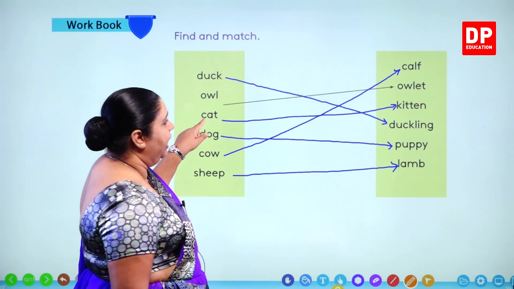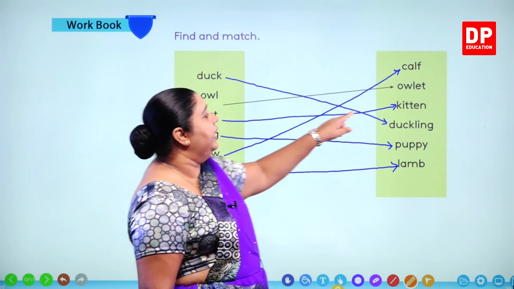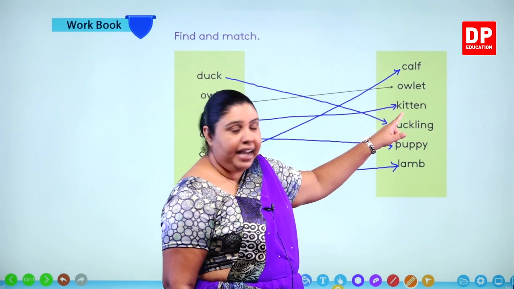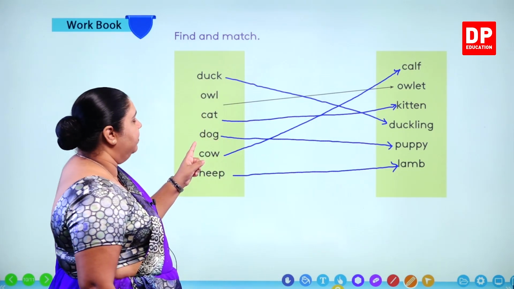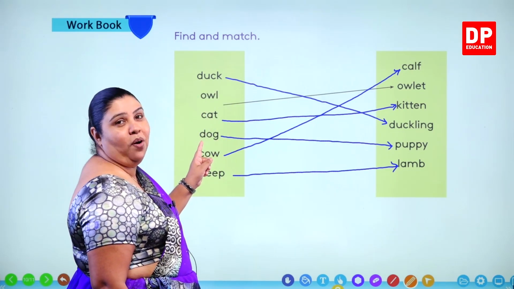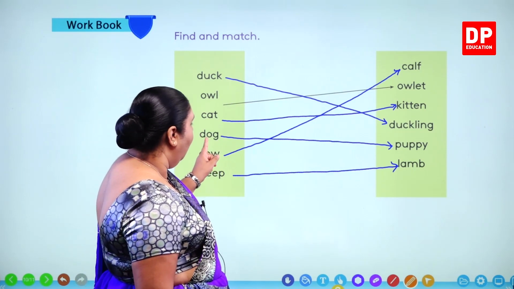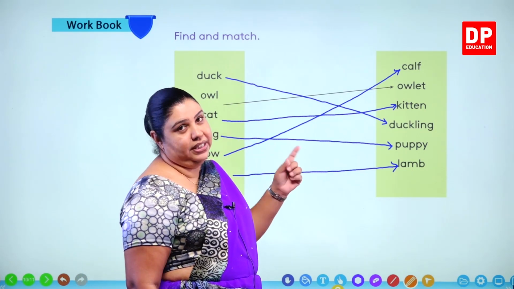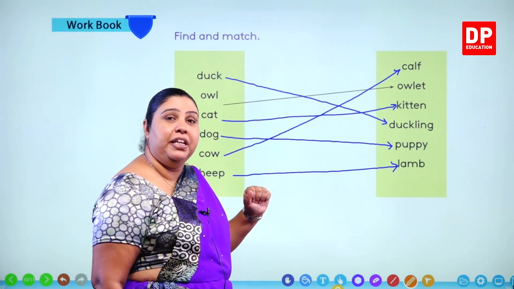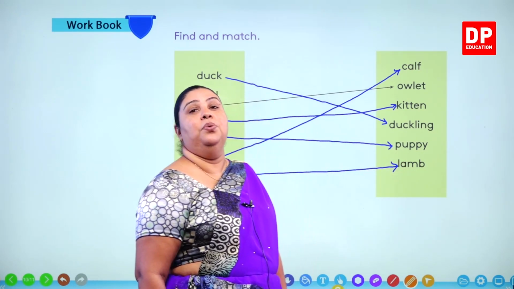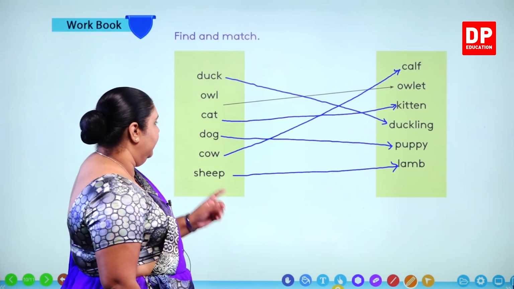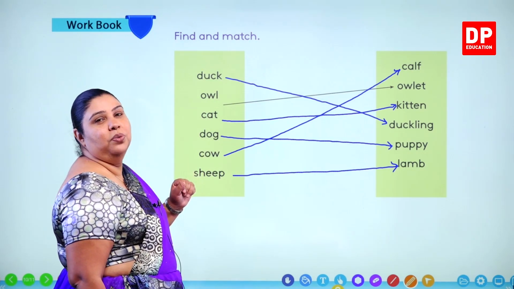The baby cats are called kitten. K-I-T-T-E-N. Kitten. Then we have the dog. The baby dogs are called puppy. Dog. D-O-G. Dog. It's very easy. And how do you spell the word puppy? P-U-P-P-Y. Then the next one is the cow.